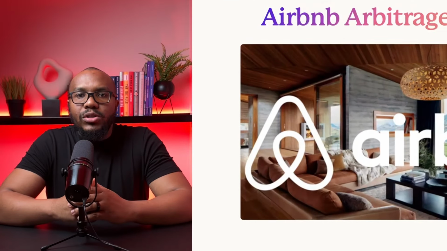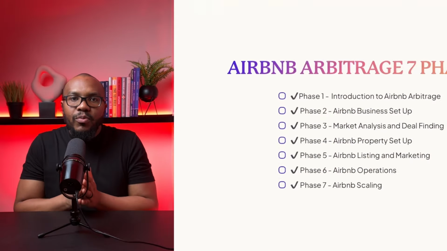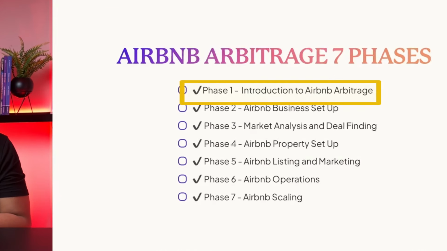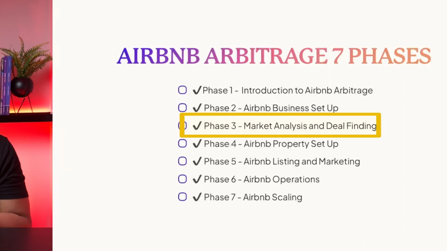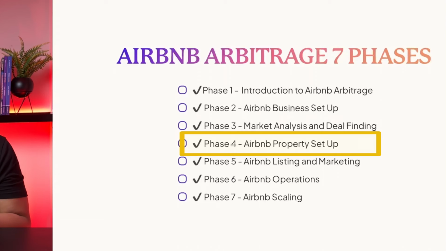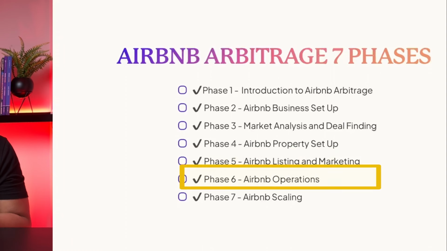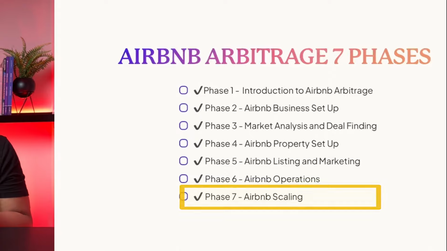So before we start the course, I would like you to grab a pen and paper because what we're about to go through is valuable content. The modules are broken down into 7 phases. Phase 1 will be introduction to Airbnb Arbitrage. Phase 2 will be Airbnb business setup. Phase 3 will be market analysis and deal finding. Phase 4 will be Airbnb property setup. Phase 5 will be Airbnb listing and marketing. Phase 6 will be Airbnb operations. Phase 7 will be Airbnb scaling.